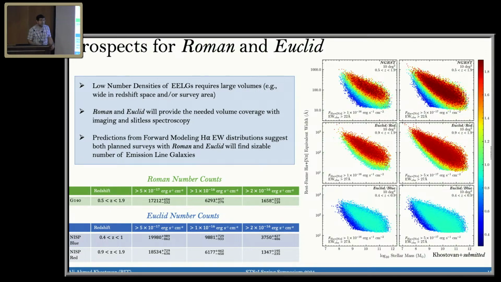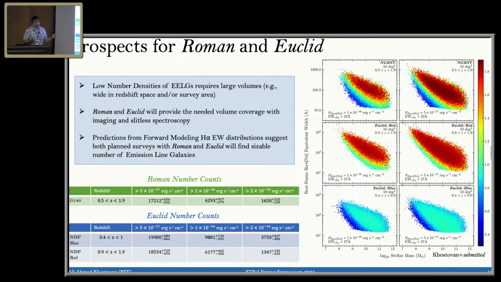So Euclid has launched, it's on its way for science to come out, and we have Roman in the very near future. And this work was a project that I did with James Rhodes and Sangeeta Malhotra, where we were trying to model the H alpha equivalent width distributions using a forward modeling approach to gauge a range of equivalent widths and stellar masses that would be observed within Euclid and Roman.